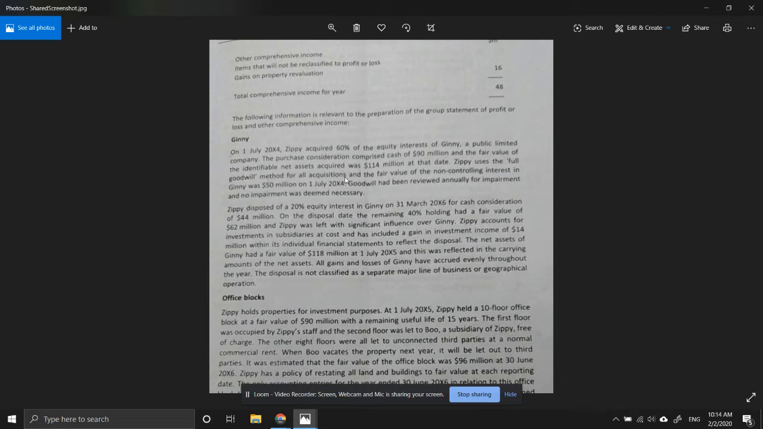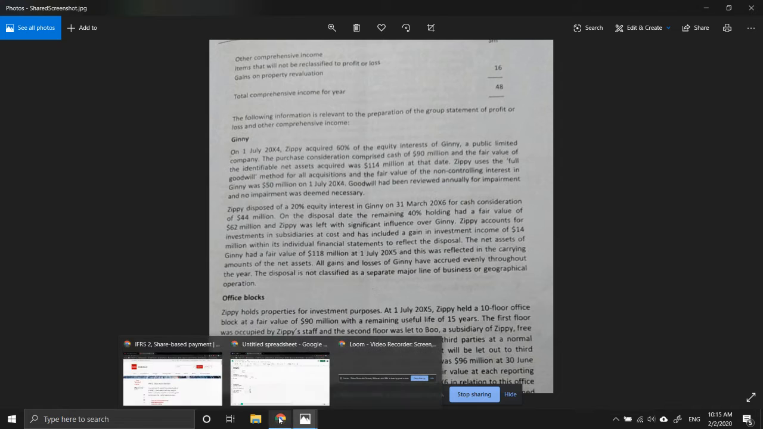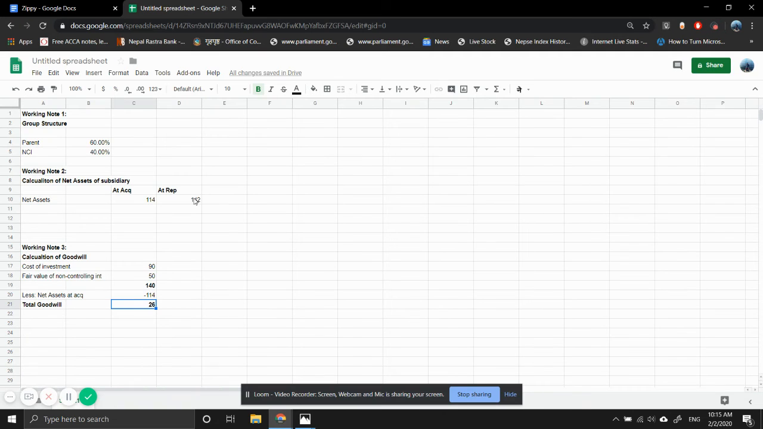So what has happened is that Zippy has disposed of some of its holding, right? For a cash consideration of 44 million, right? That means on 31st March, and 31st March means 9 divided by 12. That's when it disposed of, right? So we know that, I'm not going to write at reporting, at disposal, okay?